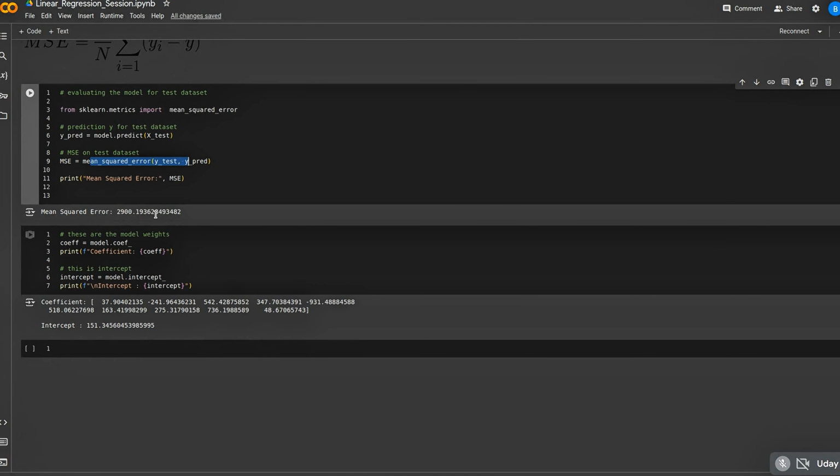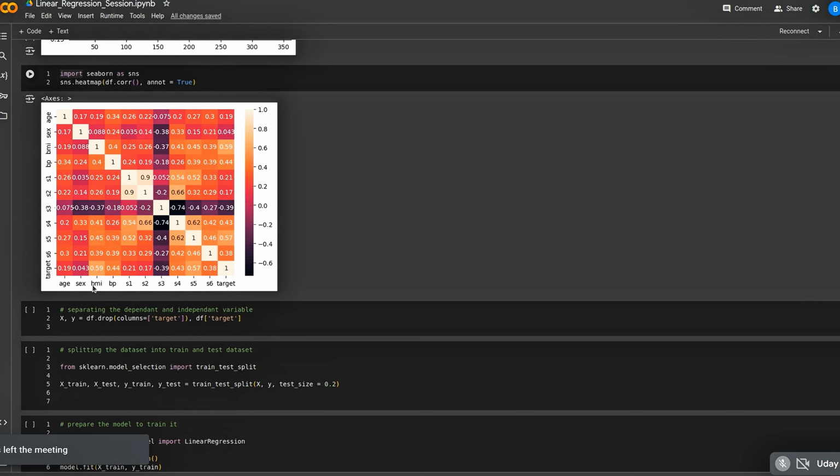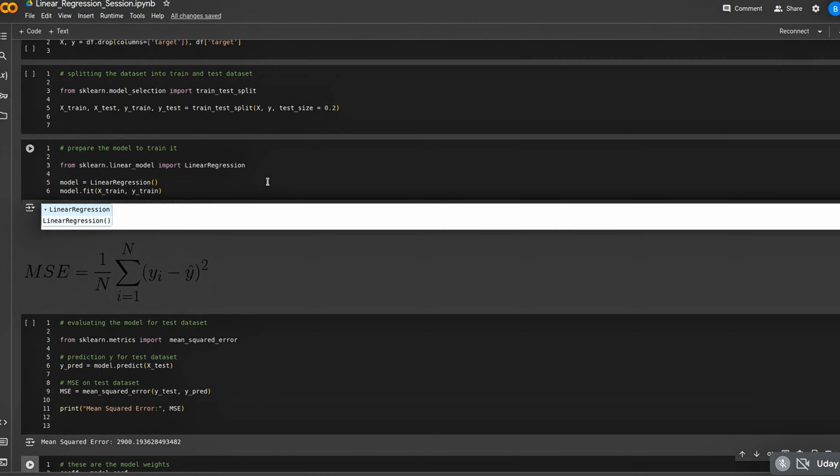Then at the end we need these coefficients. For example, here how many were there? 1 2 3 4 5 6 7 8 9 10, ten. Okay, so coefficients are 10. So for every feature we have one coefficient which needs to be multiplied by it, and some constant term which is to be added. Okay, so at the end we can get this exact value.